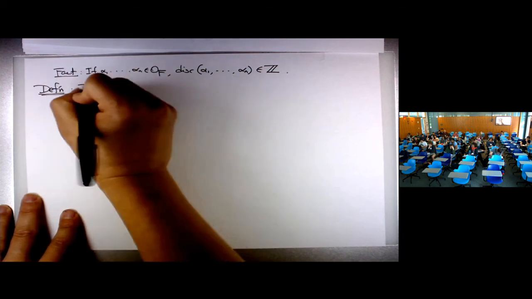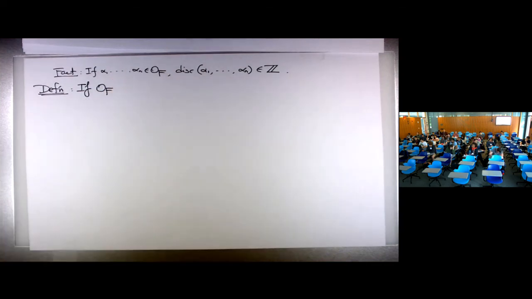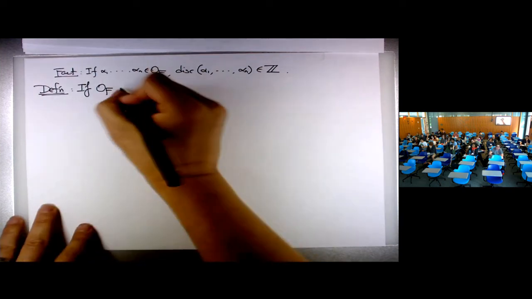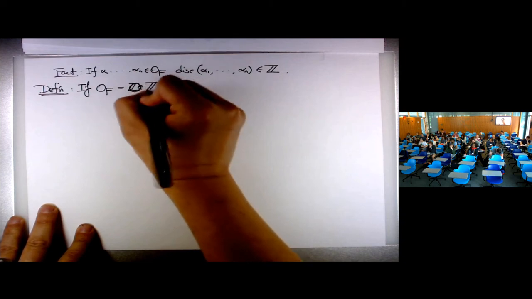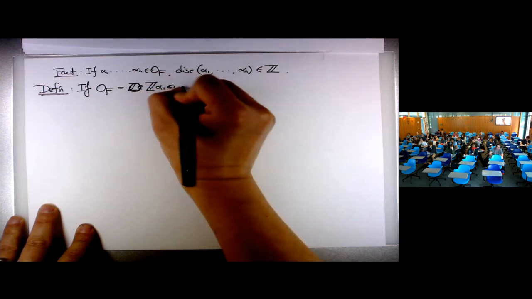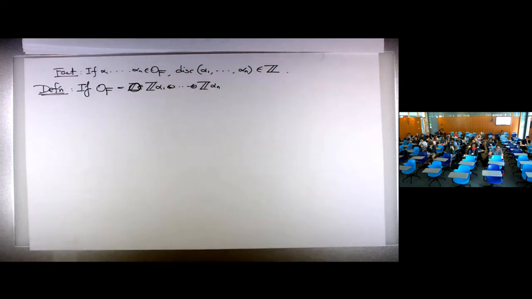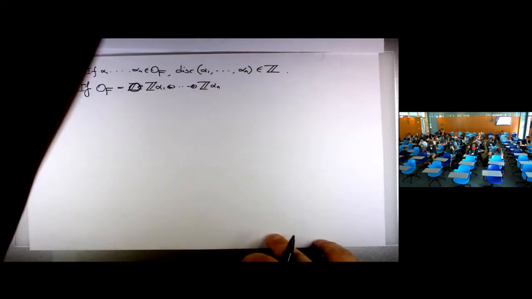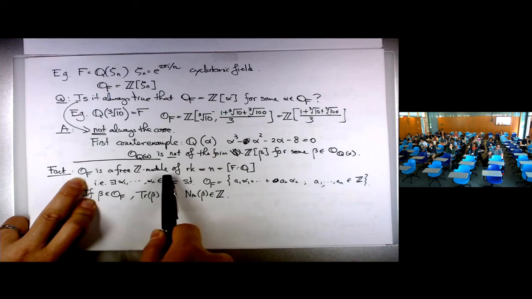So definition: if I just give my alpha 1 through alpha n, precisely a basis of the ring of integers, I can compute this discriminant. So if these alpha 1 through alpha n are precisely the basis, namely, we know that OF is a free Z-module.